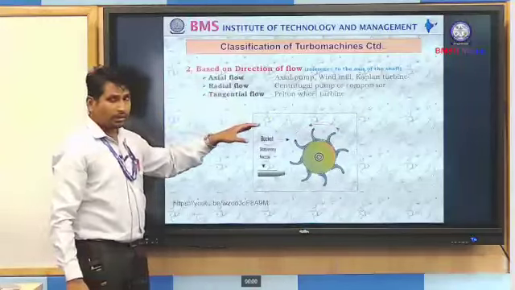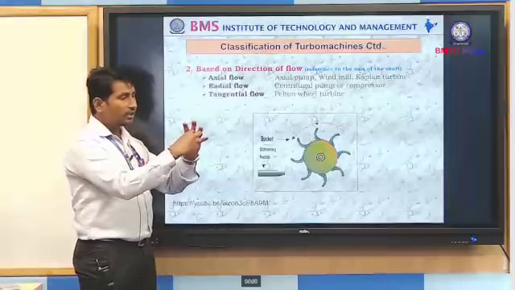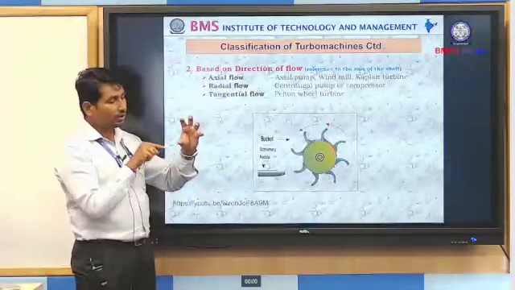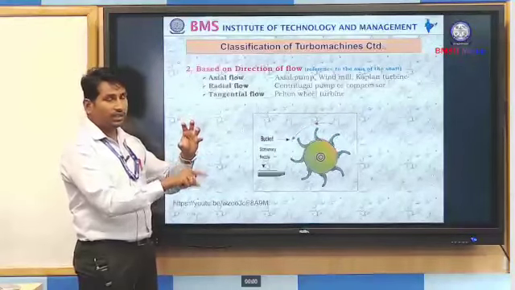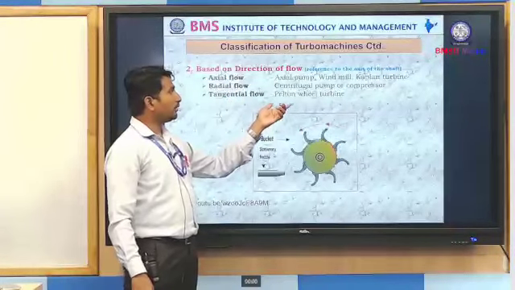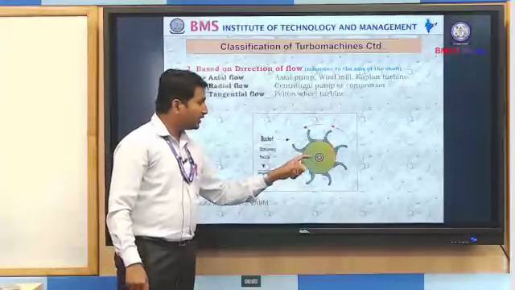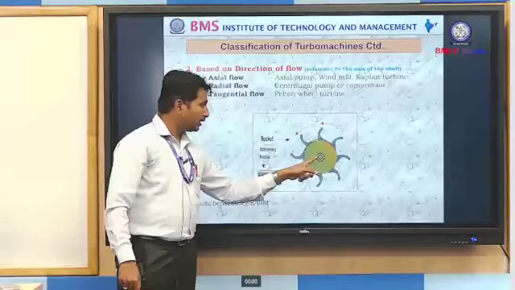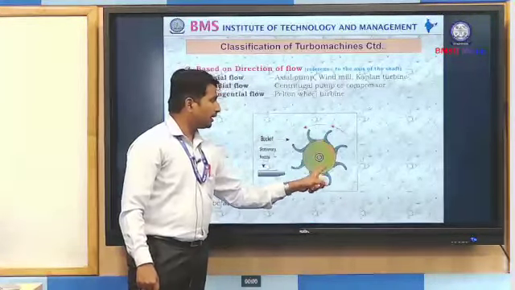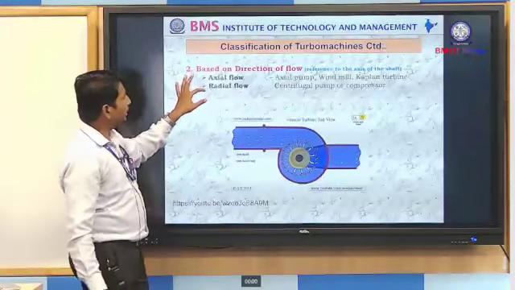Next is the tangential flow machine. If the rotor is rotating like this, the water neither enters like this nor along the periphery. The water enters tangentially. For example, if this is a rotor and the water hits only in the tangential direction, that is called a tangential flow turbo machine. An example is the Pelton wheel turbine. Considering the shaft, the water always tries to move tangentially to the shaft. Axial flow, radial flow and tangential flow.